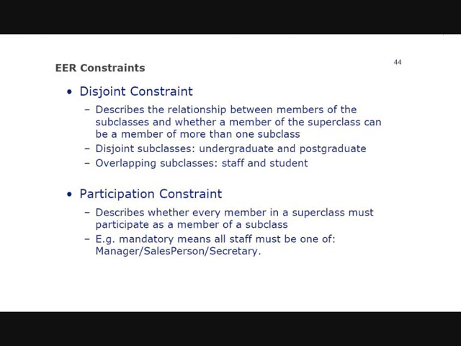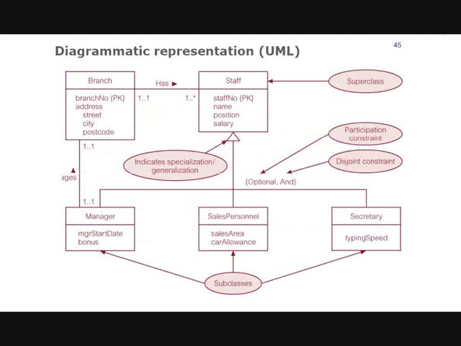All right. So representing it in UML diagrammatically, UML gives you its own kind of notation for this specialization and generalization, which is this kind of arrow. So this is the notation in UML. We have a branch and a staff, and they are identified there as a branch has a staff, and it's a one-to-many relationship. A branch has many staff. Each staff belongs to one branch.